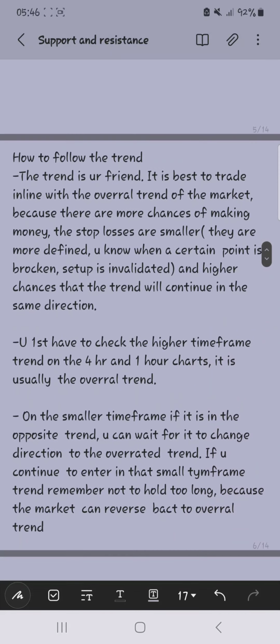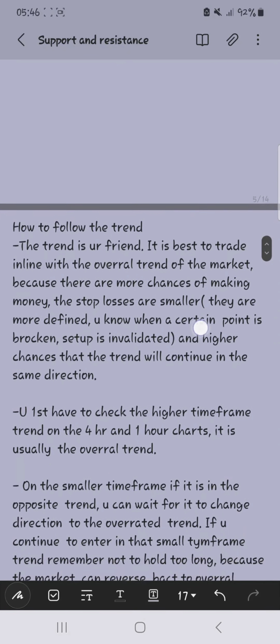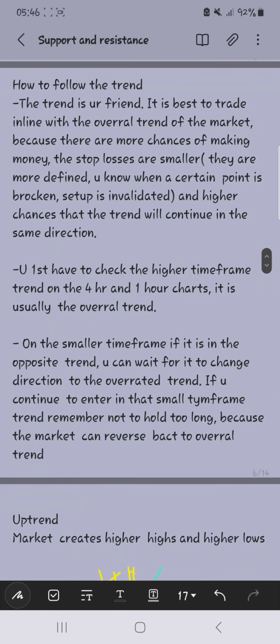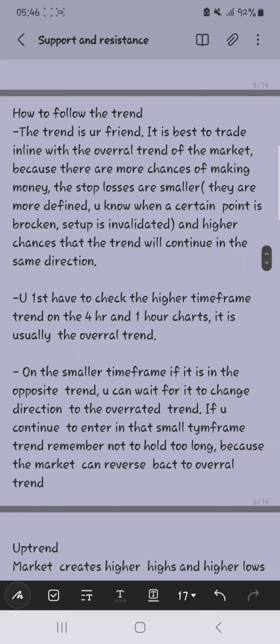So I think that's out of the way, right? So how do you follow the trend? As you can see, I'm highly against going against the trend, trading those M's and W's, right? So how do you follow the trend, right? I'm sure you've always heard this term, the trend is your friend, right? It's always best to trade in line with the overall market trend because you get more chances of making money and your stop losses are much smaller, right? And more defined, right? Because you are trading alongside the trend, right?